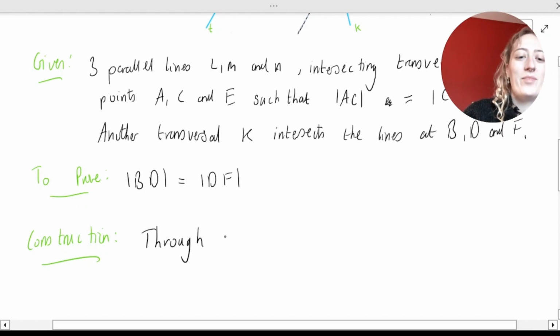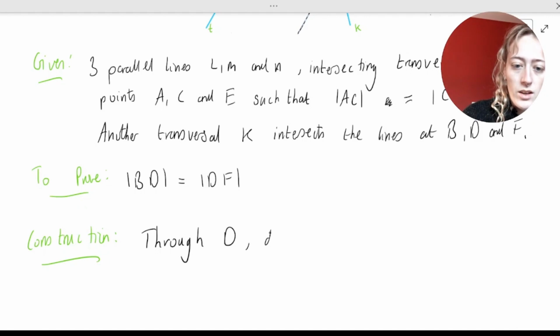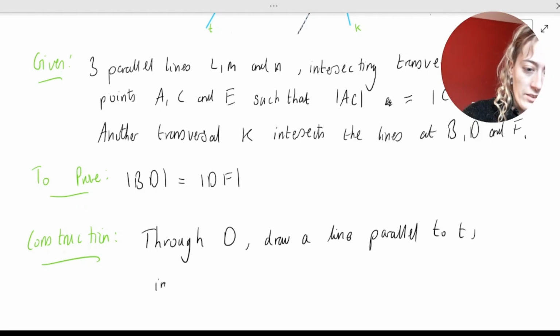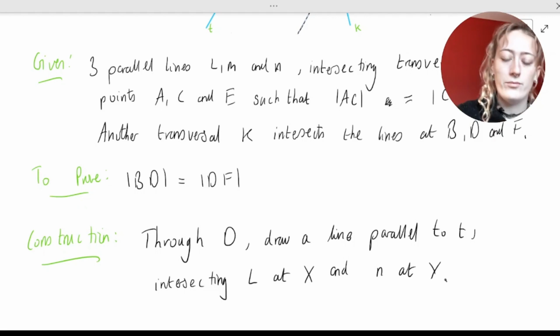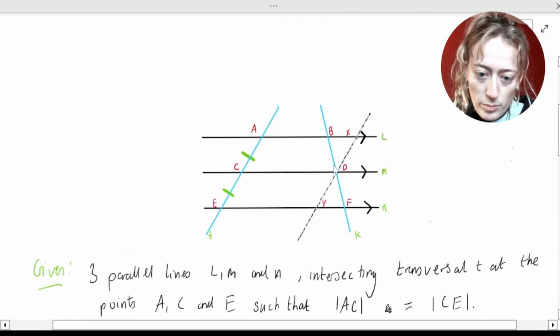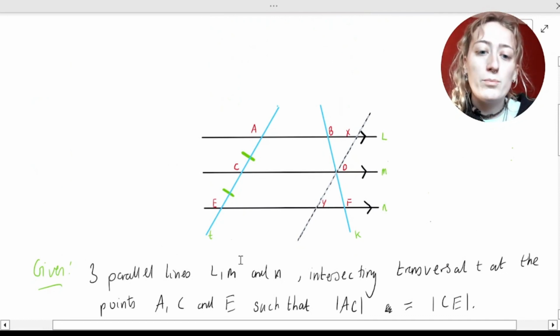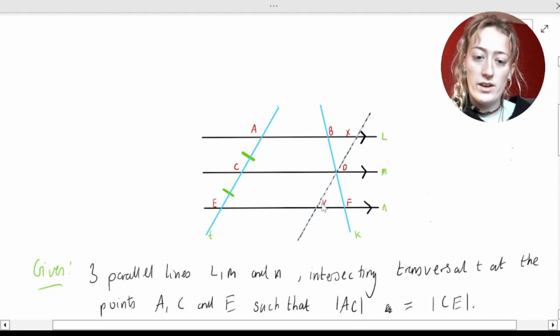Through D, so through the point D, draw a line parallel to the line T, intersecting L at X and N at Y. So through the point D, which we've already done, draw a line which is parallel to T. See, these two lines are parallel to each other, parallel to T, such that it crosses the line L at X and N at Y.